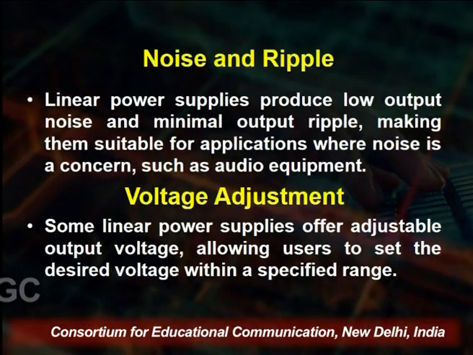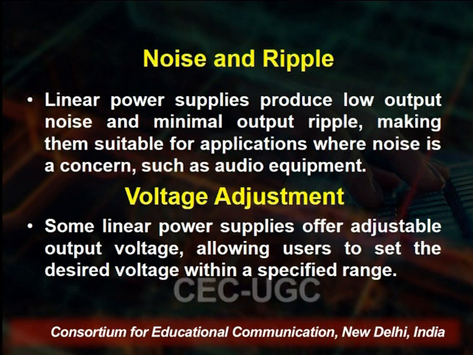So the linear regulator drops the excess voltage across the transistor and dissipates it as heat, which can be inefficient, especially for high output current or large voltage differences between the input and output. Another feature of linear power supply is the noise and ripple.